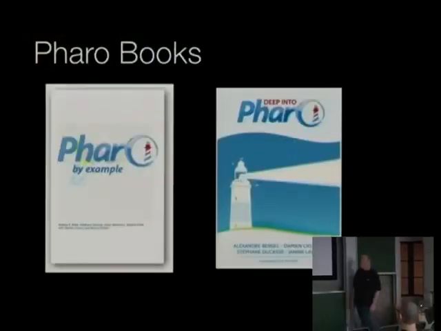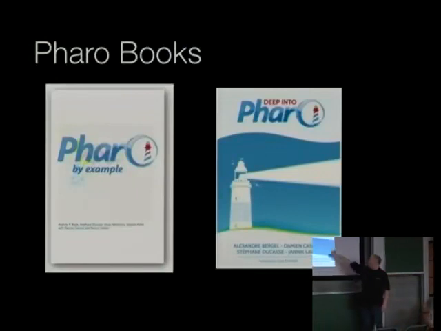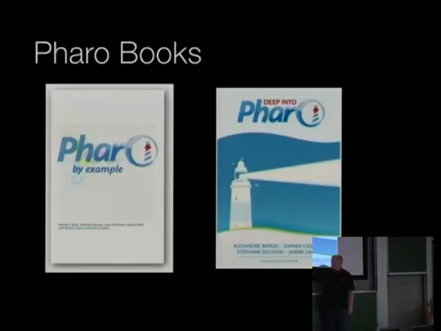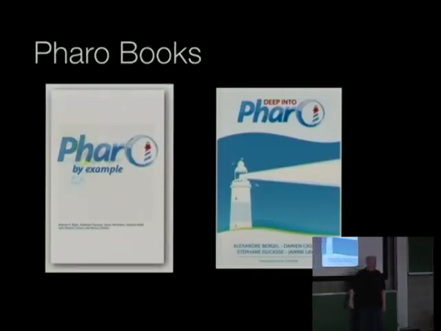Another thing that we did is we released a second book. We already have the Pharo example book, which needs to be updated because it uses Pharo 1.1, I think, as an example.